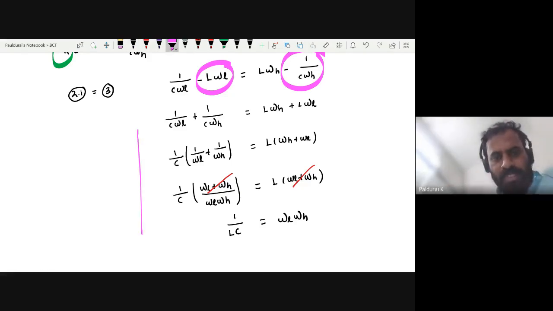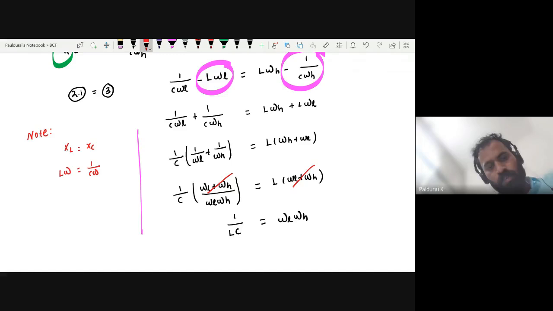You know from the basics, okay? What is my resonance frequency? You know, XL equal to XC. When XL equal to XC, resonance occurs. XL equal to L omega, XC equal to 1 by C omega. Therefore, omega squared equal to actually 1 by LC, right? So this is resonance frequency.